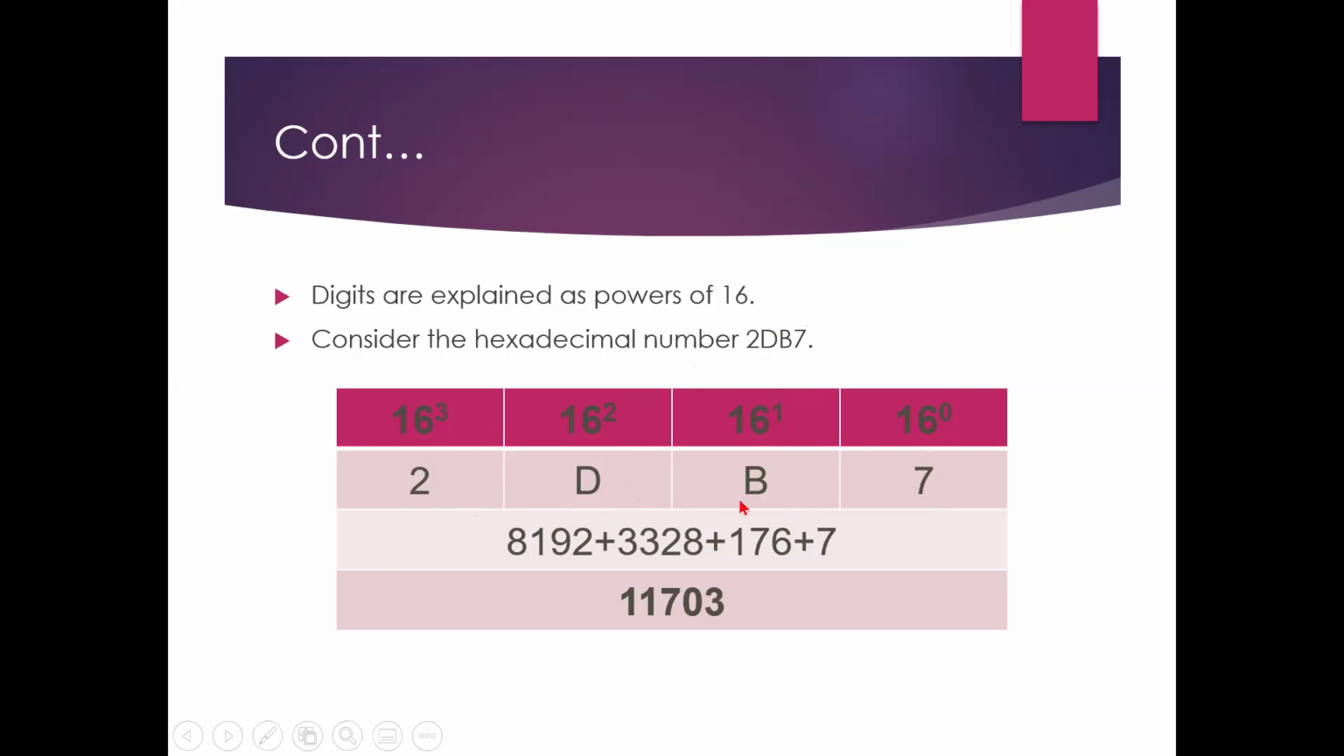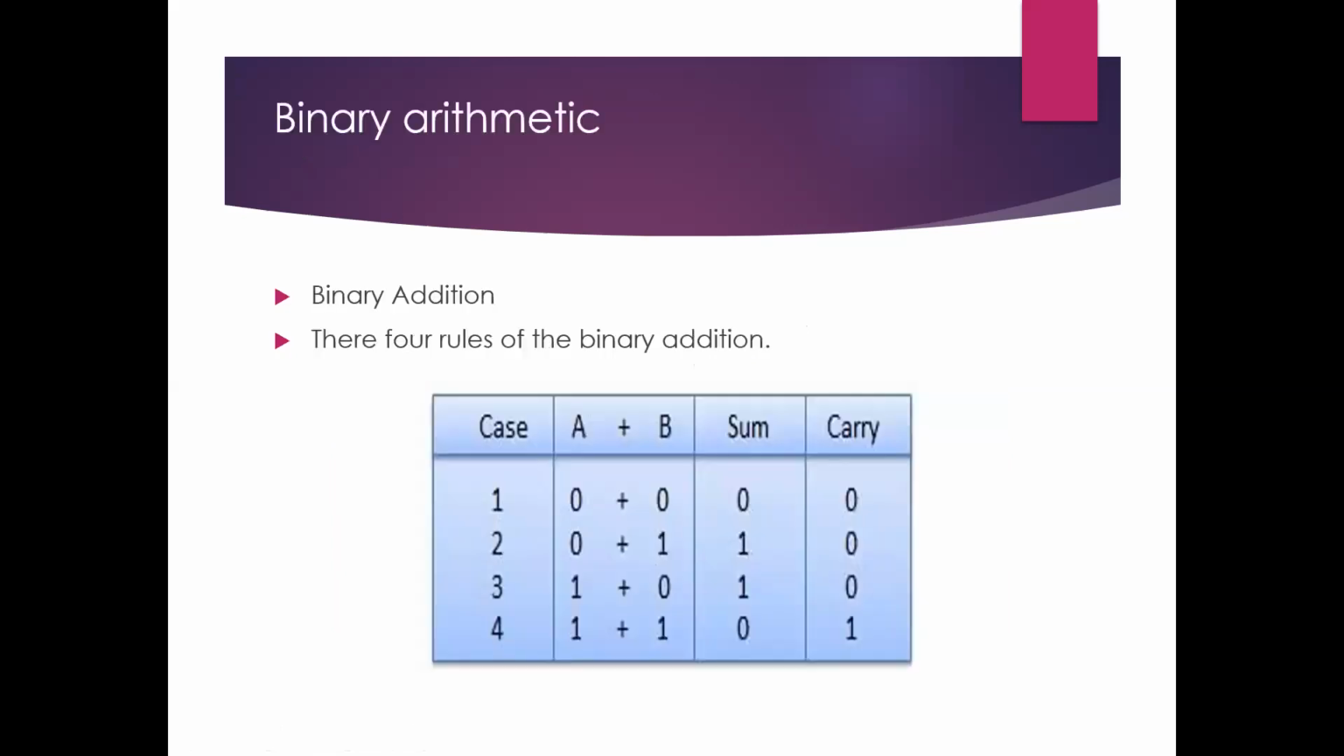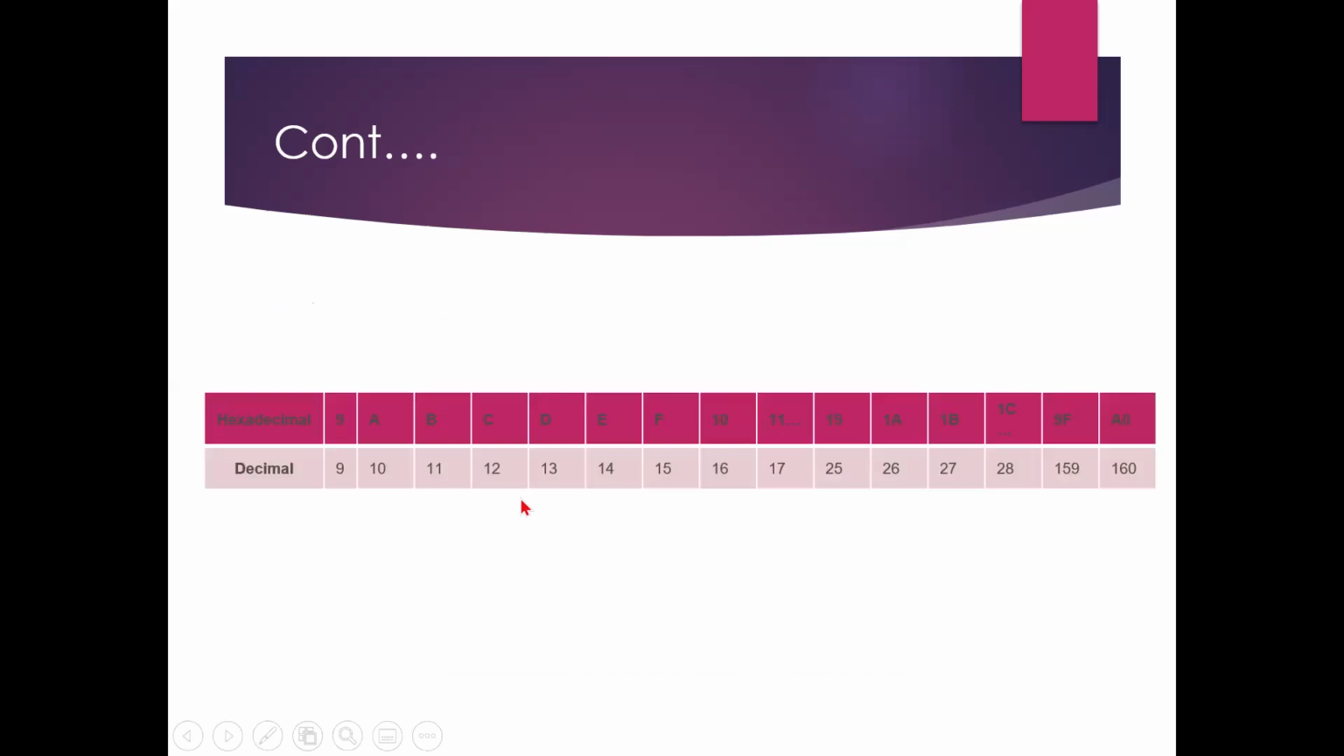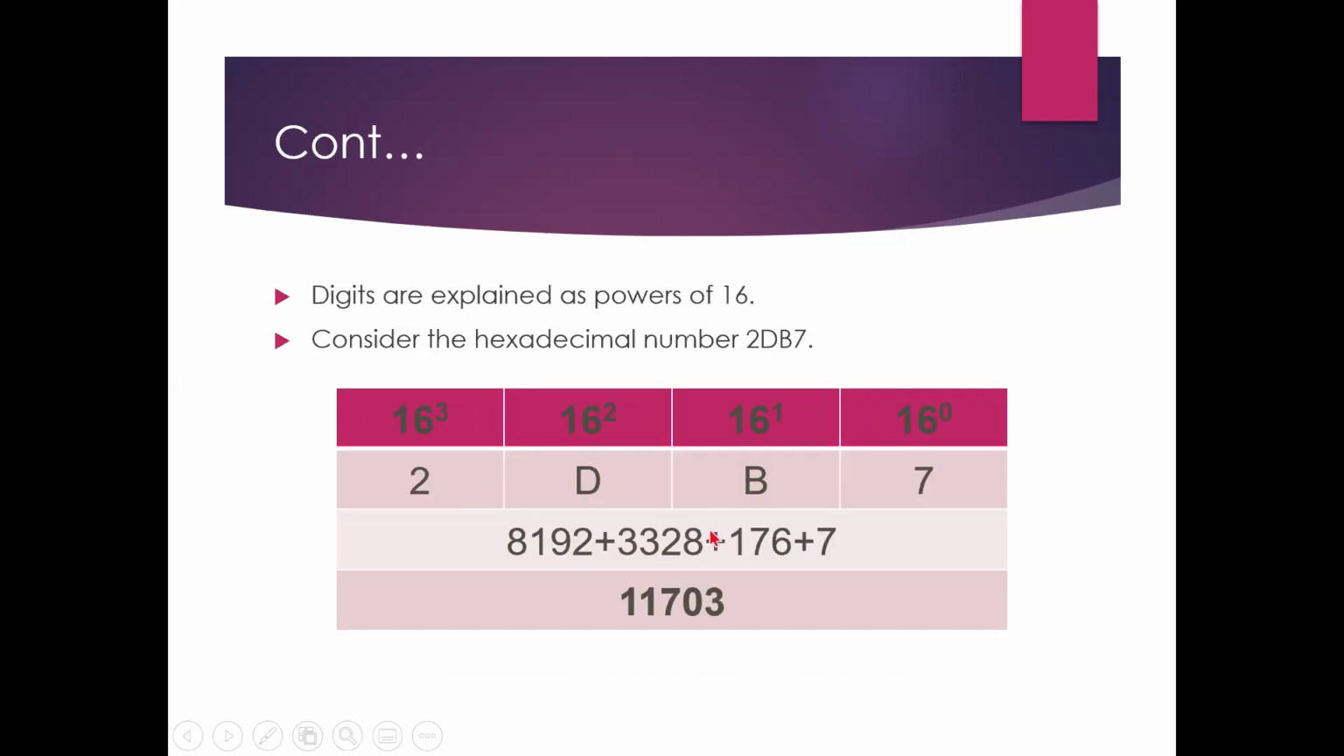You may wonder what this D value, B value is. If you just go back, D value is 13, B value is 11. Those corresponding values are taken and you can multiply and come up with these values. When you sum up all these values, this is the number you get. So for the hexadecimal number 2DB7, its equivalent decimal number is 11,703. So that's how you can convert a hexadecimal number into its equivalent decimal number.